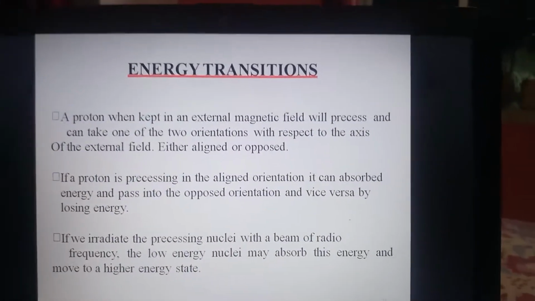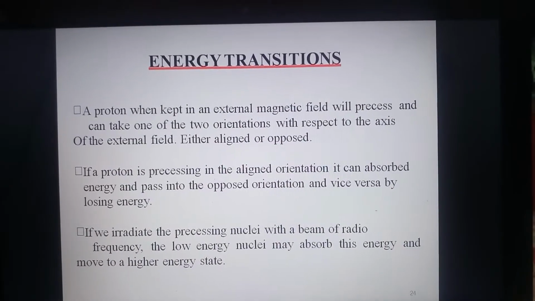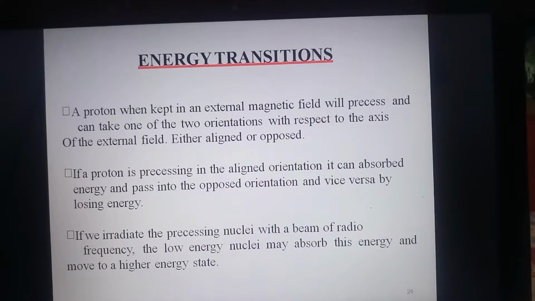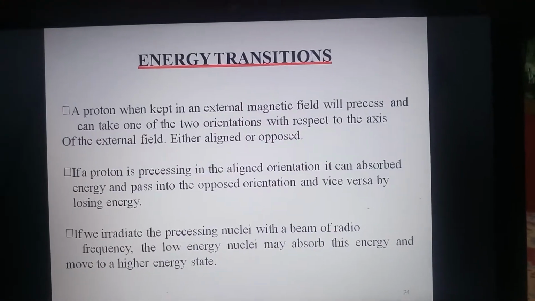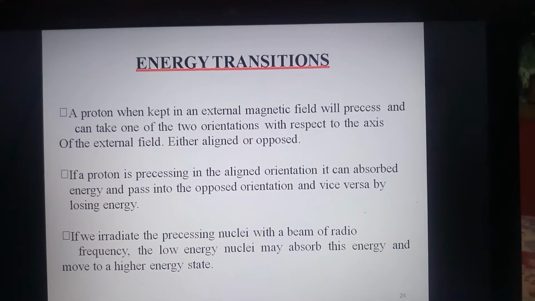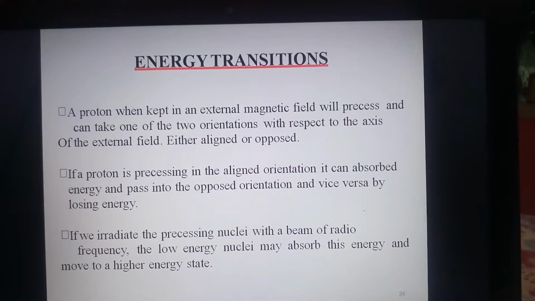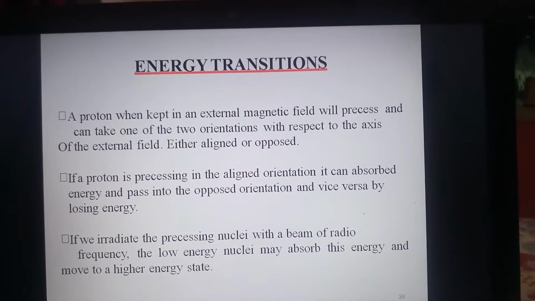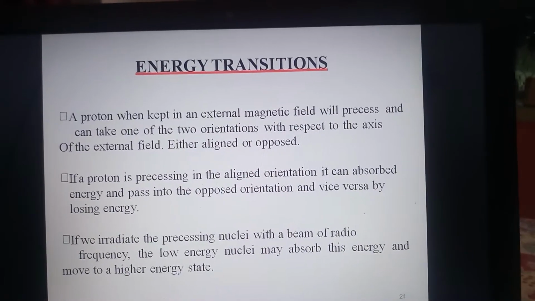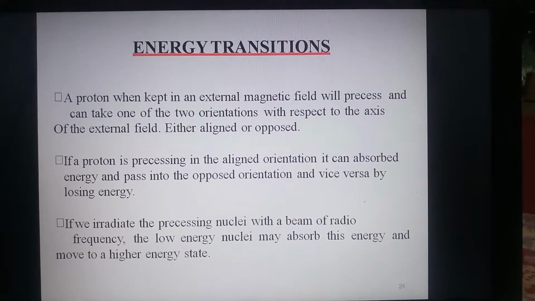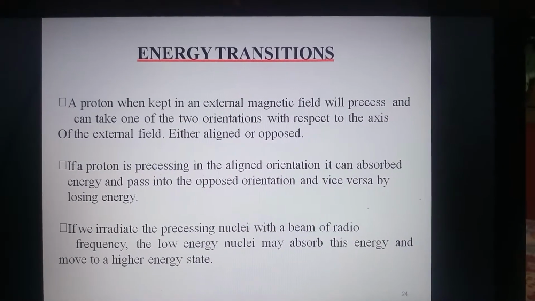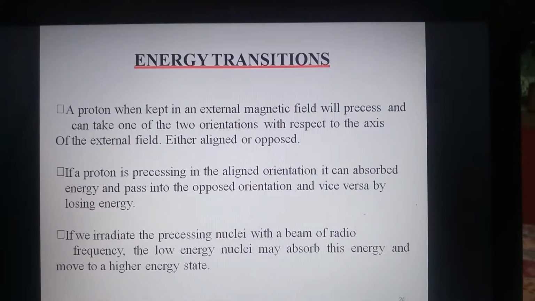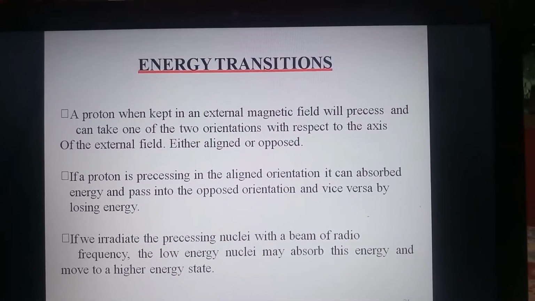Now energy transition. What happens when a nucleus at a lower level transits from the lower to the upper energy level? A proton, when kept in an external magnetic field, will precess and can take one of the two orientations with respect to the axis of the external field, either aligned or opposed, as I have told you earlier. If a proton is precessing in the aligned orientation, it can absorb energy and pass into the opposed orientation and vice versa by losing energy.